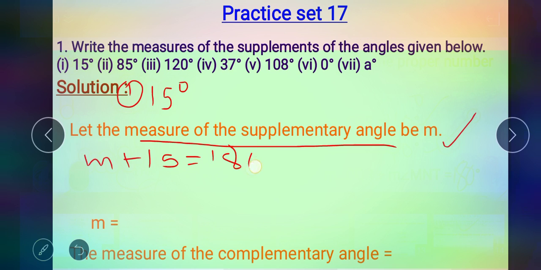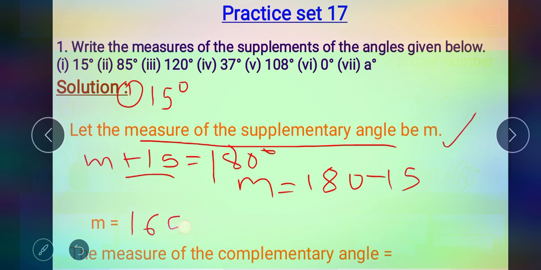As the two angles are supplementary, the addition must be 180 degrees, students. So here just change the side of this 15 degree. When you change the side of 15, which is addition, it becomes m is equal to 180 minus 15. Here you will get 165, students.